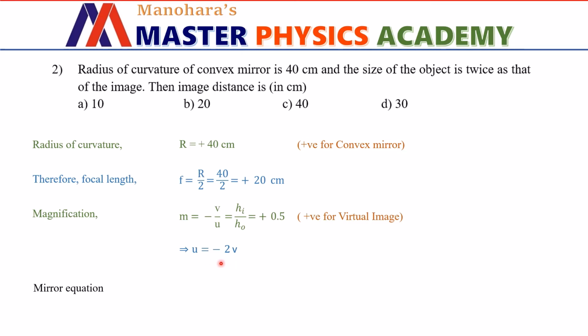Let us use the mirror equation now, which is 1/f = 1/v + 1/u. Writing -2v instead of u, we have 1/20 = 1/v + 1/(-2v). Upon simplification, we get the image distance as +10 centimeter. Hence, option A is the right choice.